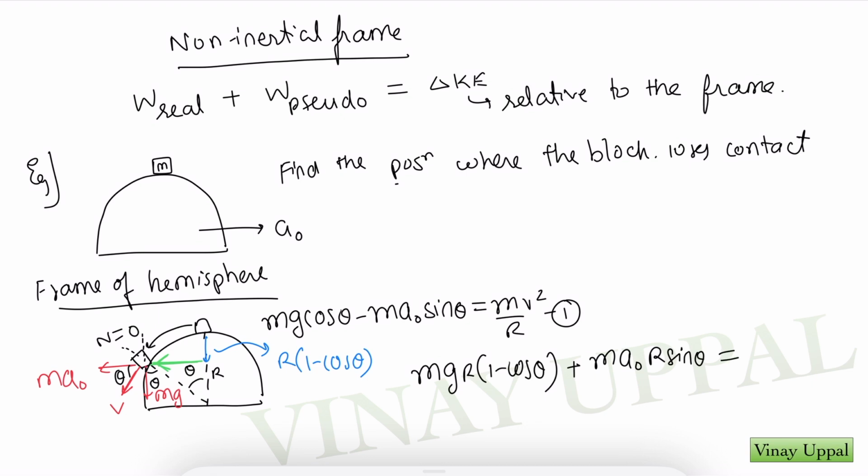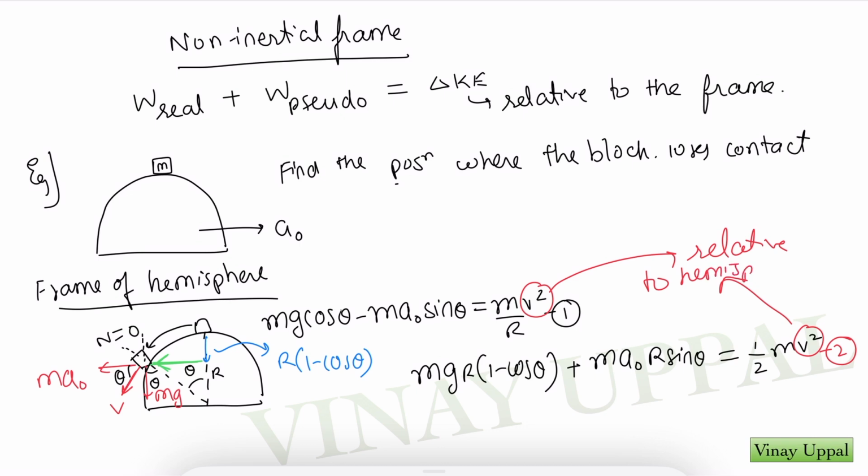And this should be equal to the change in kinetic energy. Initially it was at rest, and finally it is equal to half mv squared. Now here you have to understand that v and the other quantities are both relative to the frame, so relative to the hemisphere. We've written the work energy theorem and the force equation both in the frame of reference of the hemisphere.